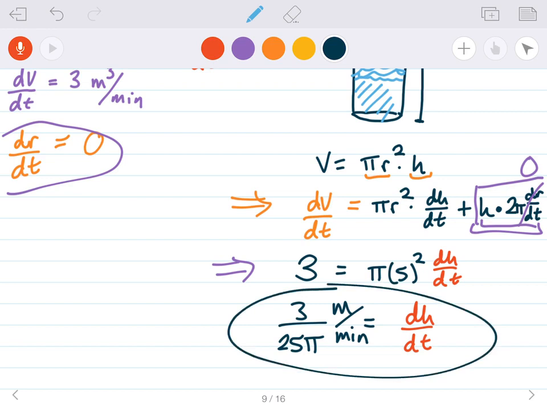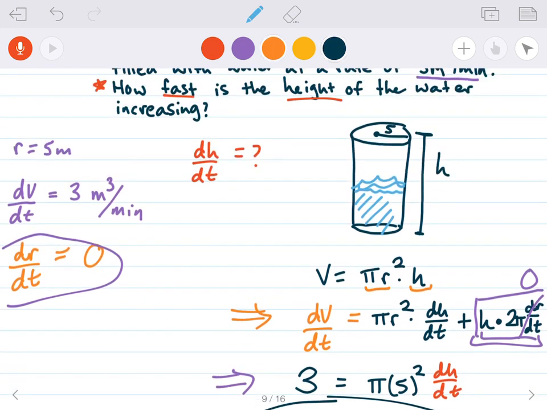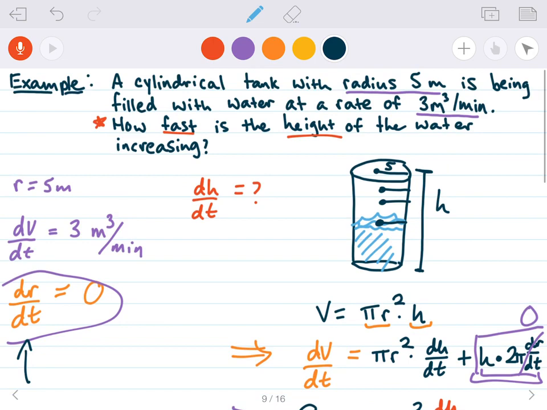So the key thing here is that as the water level rises, the radius is always the same. It's constant. And so that's why dr dt is equal to 0, because the radius is not changing with respect to time. Okay? Now, we are going to do a problem towards the end of this where both the radius and the height are changing, and we'll see how to do that. But with a cylinder, pretty simple object, we're good.